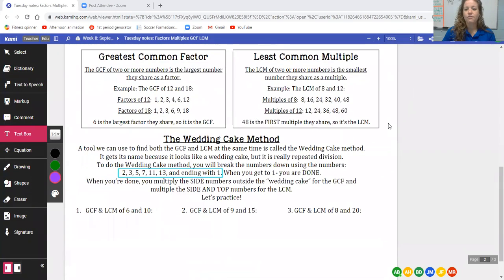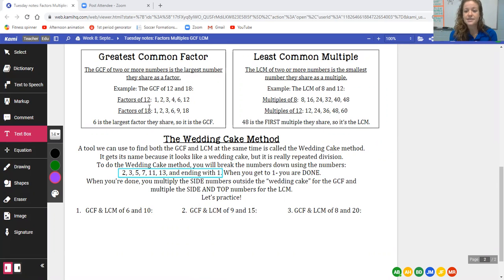All right, we're going to go over how to find the GCF and the LCM. All right, so we already talked about finding the factors of our 12 and 18. And remember, factors are the numbers that are smaller than the original number. And when we talk about multiples, multiples are larger than the original number. So we're going to be using the wedding cake method in order to find both. Usually when we've done this before, we had to do two separate things to find them both differently. Well, this strategy helps you find both of them in only doing 1 times the work, okay?